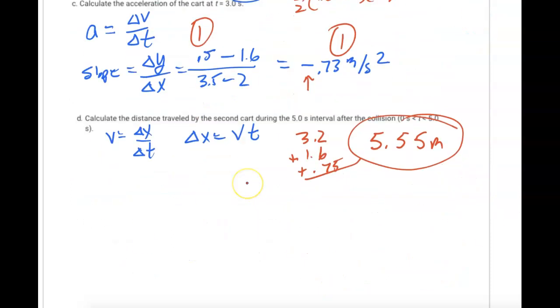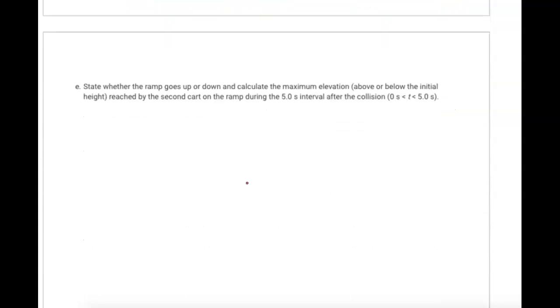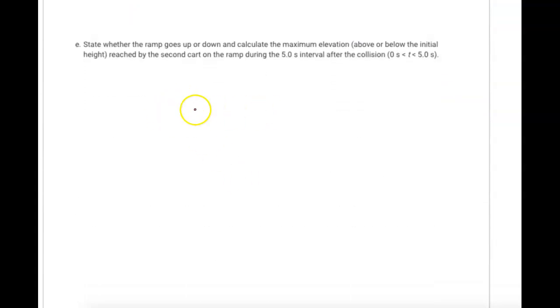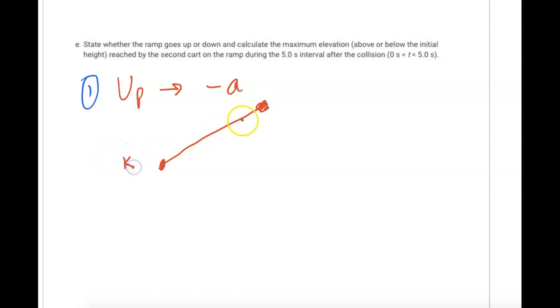And then for the very last thing, it says state whether the ramp goes up or down and calculate the maximum elevation reached by the second cart on the ramp during that 5-second interval. To do this, we know it's got to go up, because there is a negative acceleration. So we just need to say up, and that is worth 1 point. The next thing is conservation of energy. When I start at the bottom of the ramp and go up to the top, all the energy at the bottom is kinetic, and all the energy at the top is potential energy due to gravity.